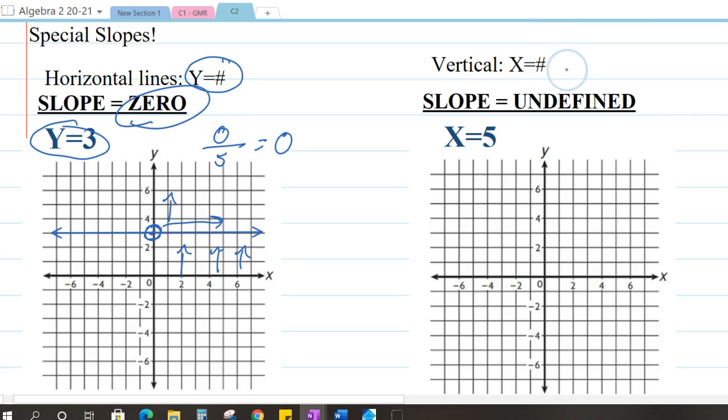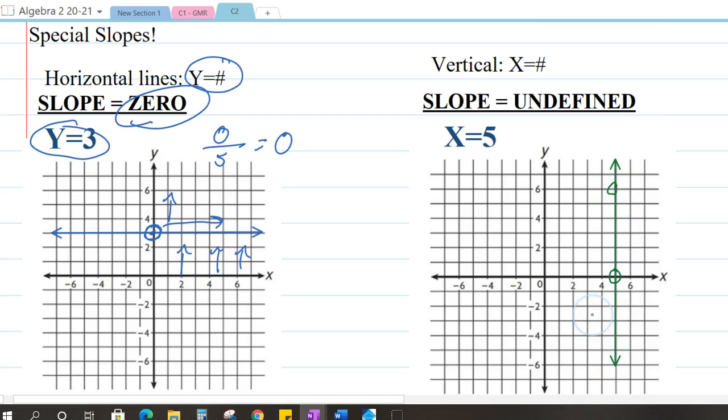Next, vertical lines. Vertical lines go straight up and down. The slope for a vertical line is undefined. For example, it's always going to be x equals a number. So no matter where you are, in this case, it says x equals 5, then I'm going to have a vertical line going through x equals 5. So no matter where you are in the graph, my x is always equal to 5. So I can have y is 0 at the x-intercept, or I can have y is 6, but my x value will always be 5.